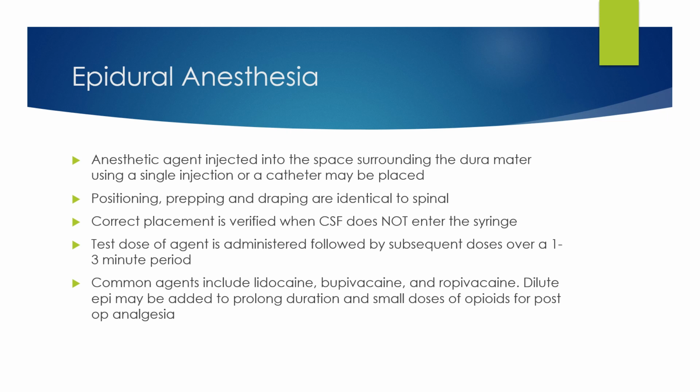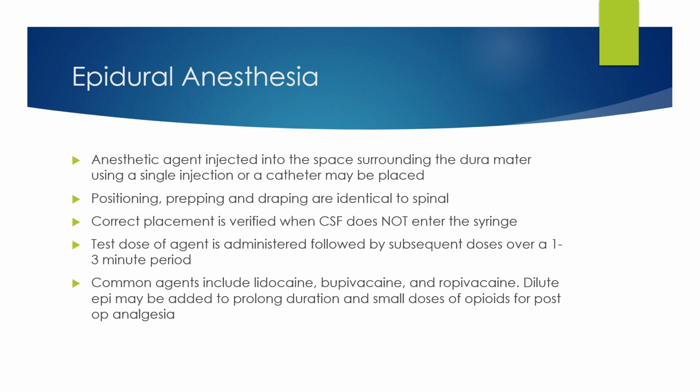All right, moving on to epidural anesthesia. With epidural, the anesthetic agent is injected into the space surrounding the dura mater using either a single injection or a catheter that can be placed and left for continuous dosing. The positioning, prepping, and draping are identical to that of doing a spinal. Correct placement for these, though, is verified when CSF does not enter the syringe, because remember, with an epidural, we are not going that deep. We are only going into the epidural space, not the subarachnoid.